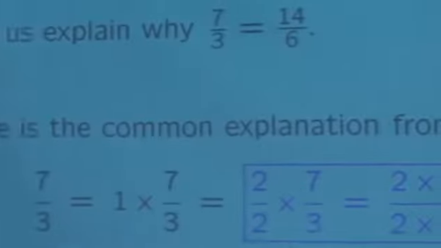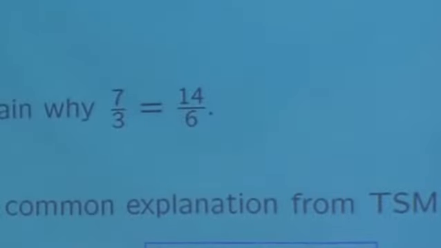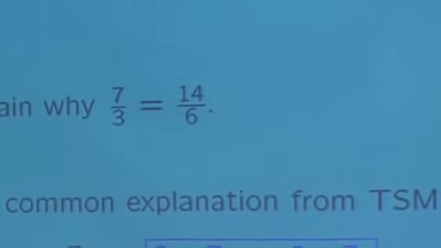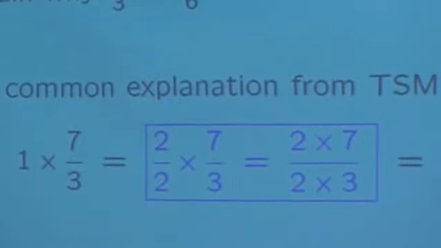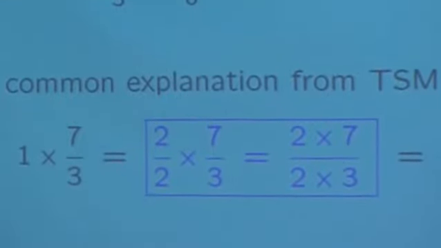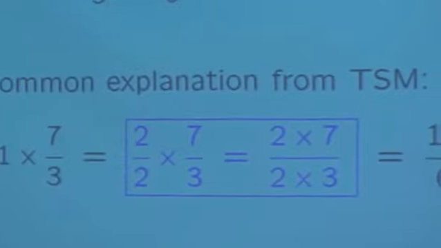Okay, so now let's explain this. Let's do this first, right? Why is 7 over 3 equal to 14 over 6? Don't forget, 14 is 2 times 7, and 6 is 2 times 3, right? Now, typical TSM says this. Everybody knows it now. Hopefully there's no exception, right? This is what TSM does every time. Am I right or wrong this time?